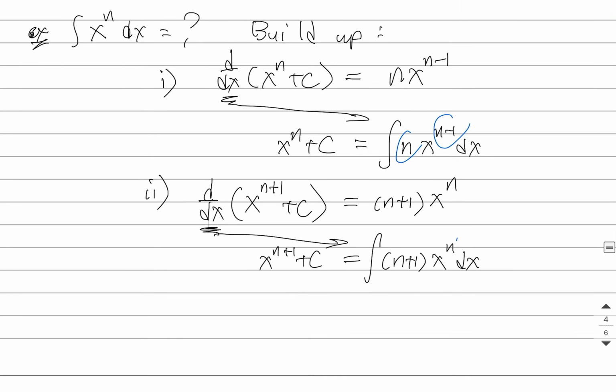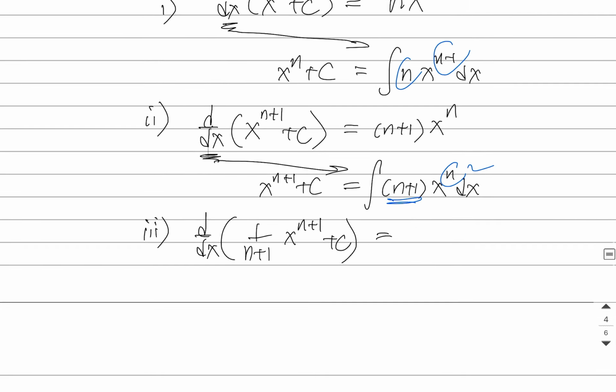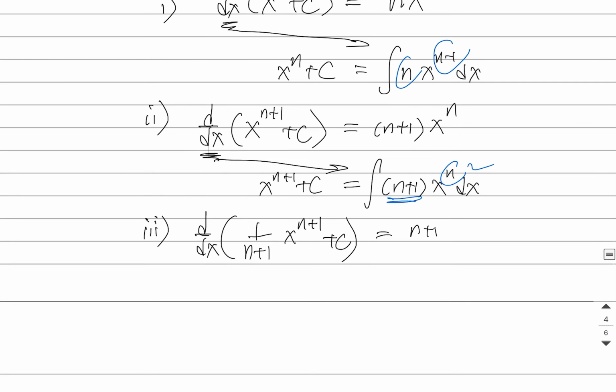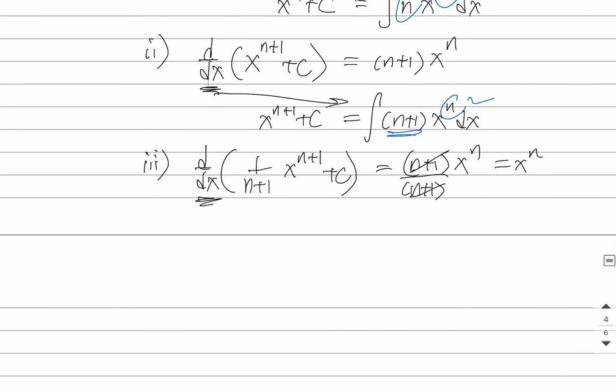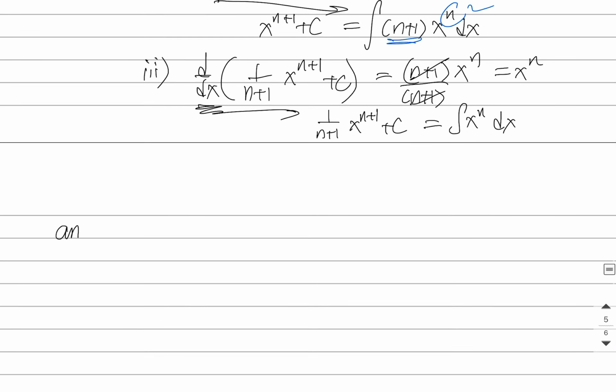Now that's better because I have the right power, but now I have this thing in the front. So finally, you can see what you should probably do to fix this. If I put a 1 over n plus 1 downstairs, and this power upstairs, and I ask what the derivative is, I'll get an n plus 1 that comes down from the power rule, and it's going to divide with that, and I'll just get x to the n. And that's perfect. So when I switcheroo, I'll get 1 over n plus 1, x to the n plus 1 plus a constant is the thing that I'm looking for. And so this is exactly the result that I want.